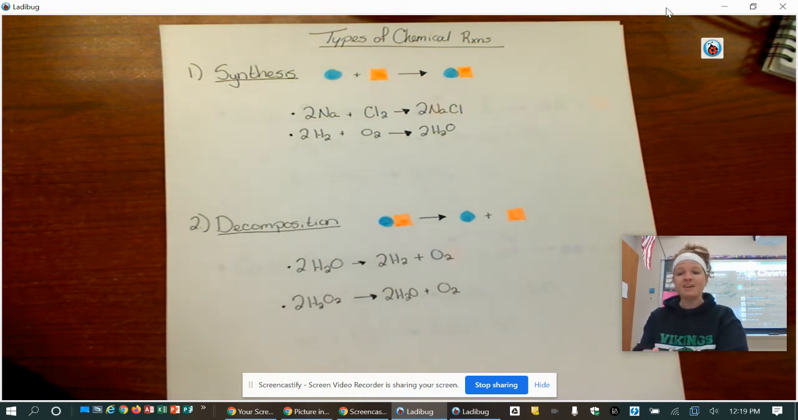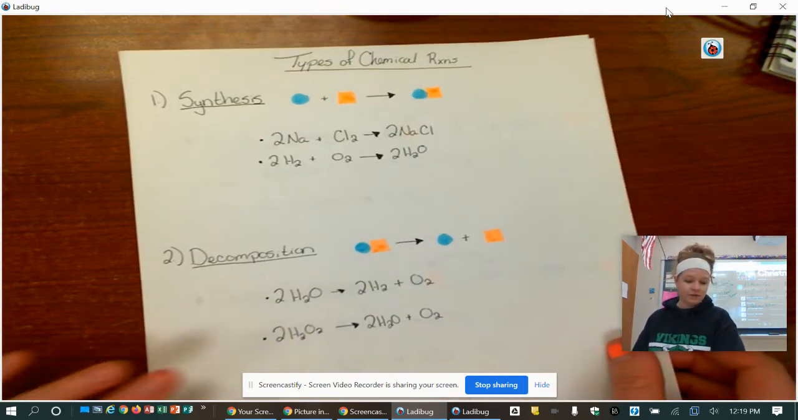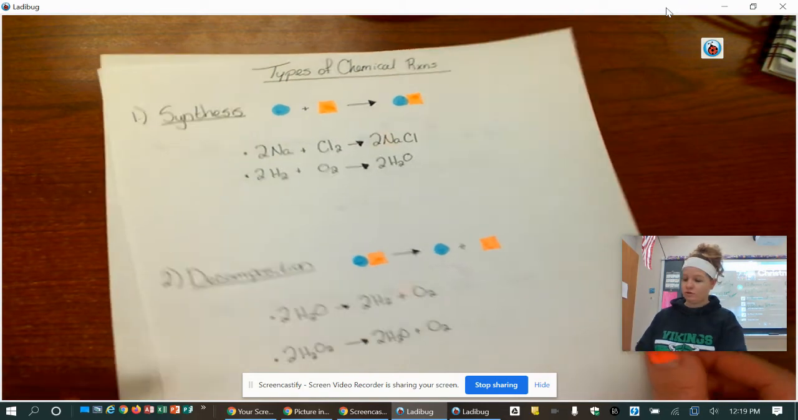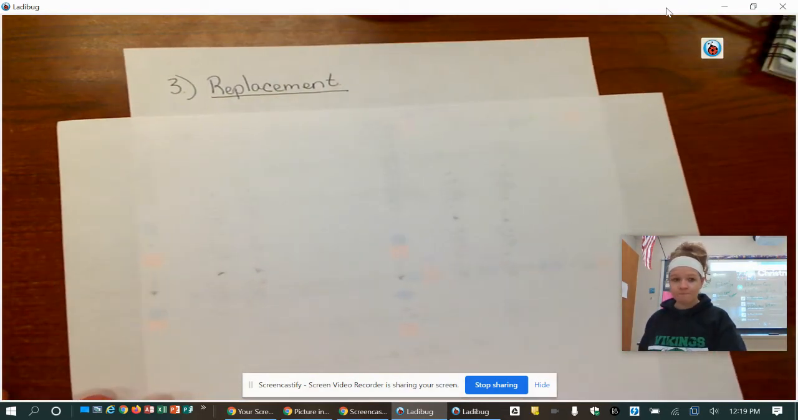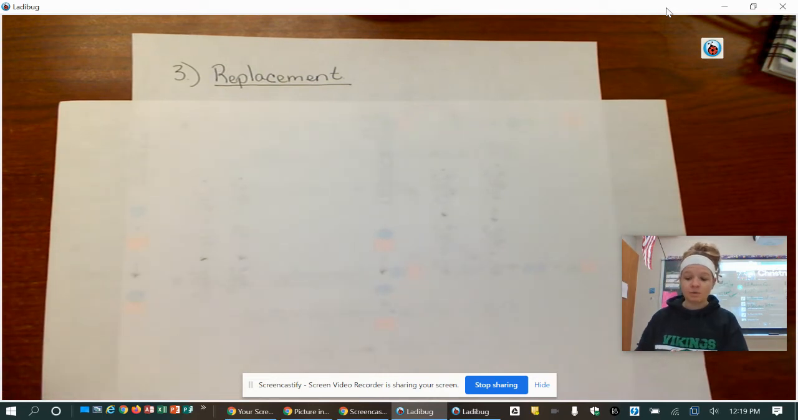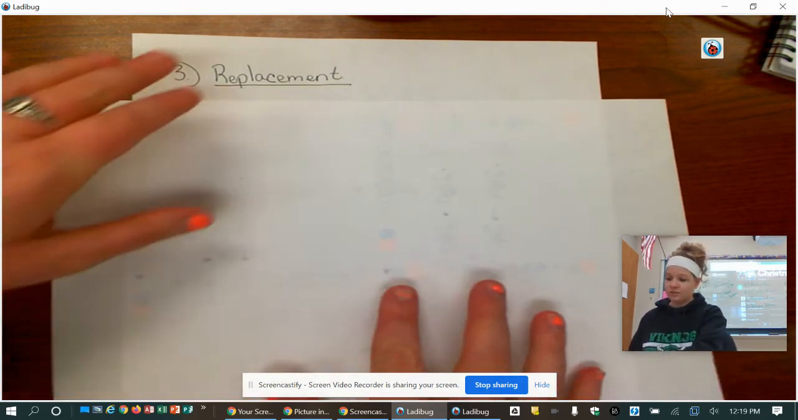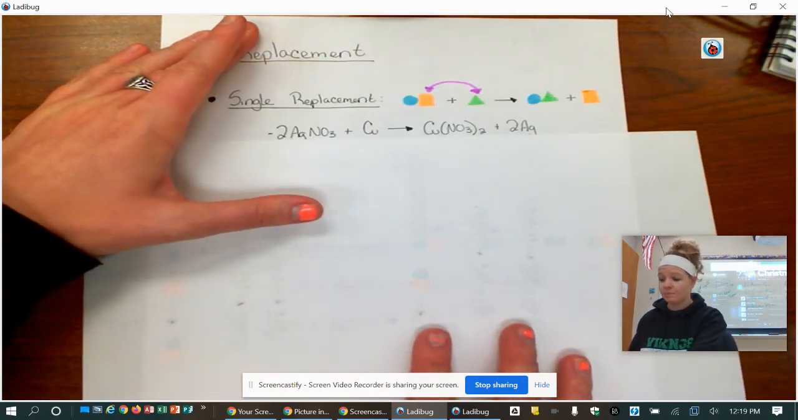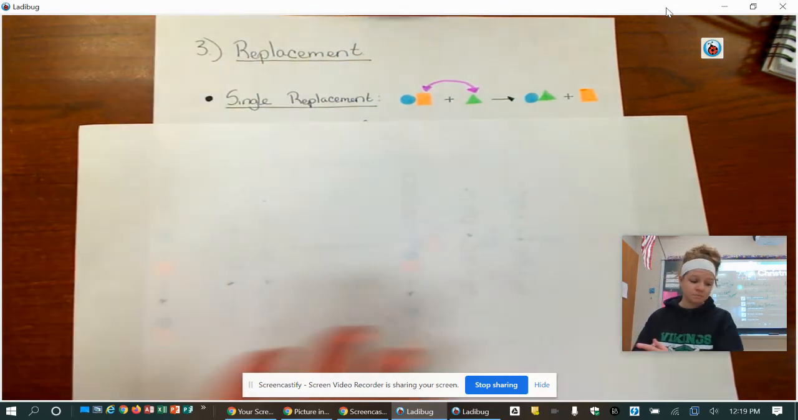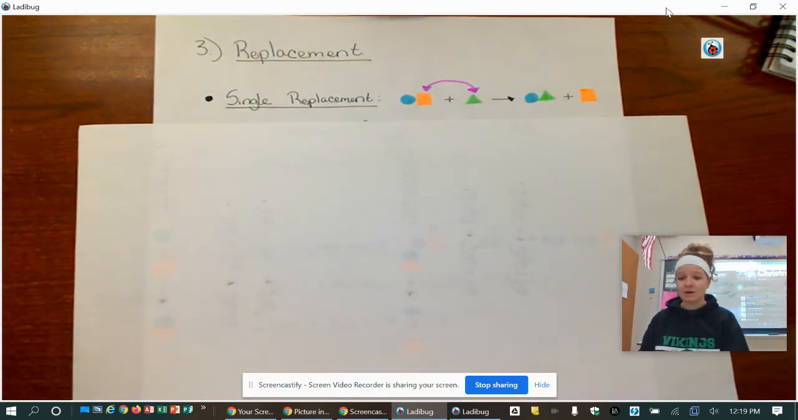Now, let's move on to where it starts to get a little bit trickier, because we have our replacement reactions. Now, remember, we have 2 different kinds of replacement reactions. So replacement is the category, and then we have 2 different types that I want you to know. The single replacement, one element replaces another element in a compound. Pretty straightforward, pretty easy, pretty simple when it comes to this.